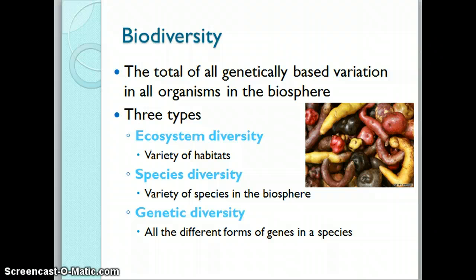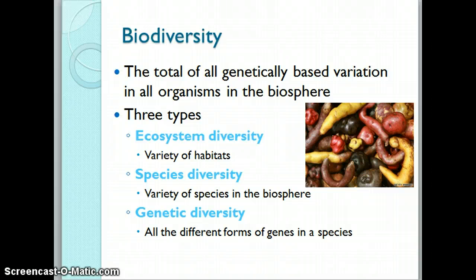There are three types of biodiversity: ecosystem diversity, species diversity, and genetic diversity. Ecosystem diversity has to do with a variety of different habitats. Species diversity refers to the number of different species in the biosphere. Remember, a species can be defined by organisms that are able to mate and produce fertile offspring. Genetic variety refers to variety within a particular species.